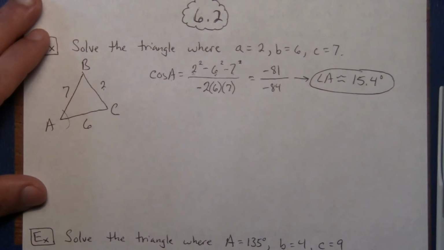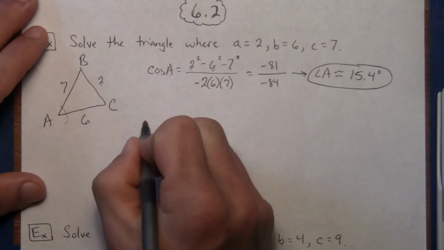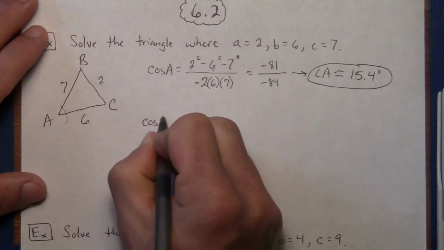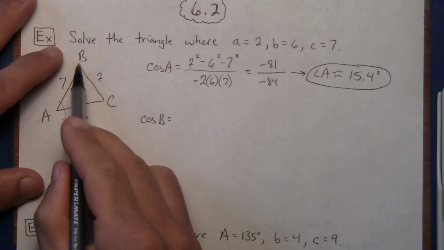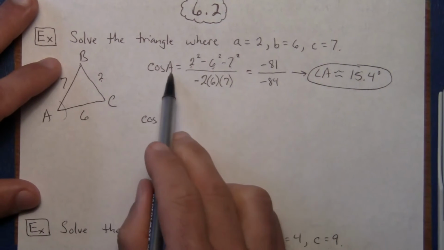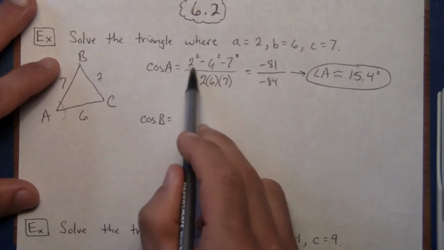Now I need to find angle B or C next. Again, it doesn't matter which one you try to find next. I'm going to go ahead and find angle B next. So I would say the cosine of angle B is equal to, now when you set this up, this was angle A, the positive one here was side A.